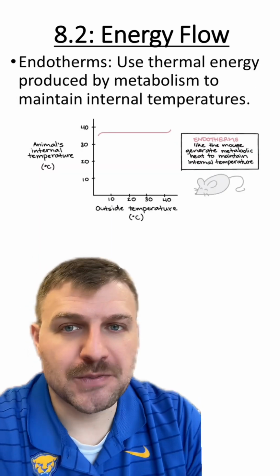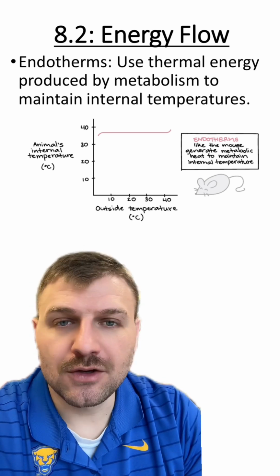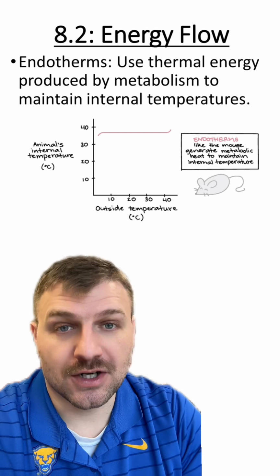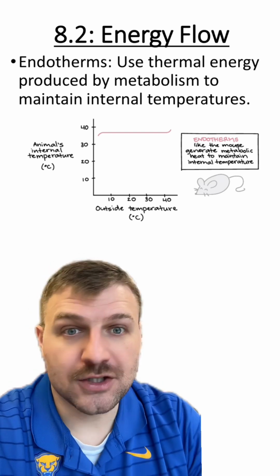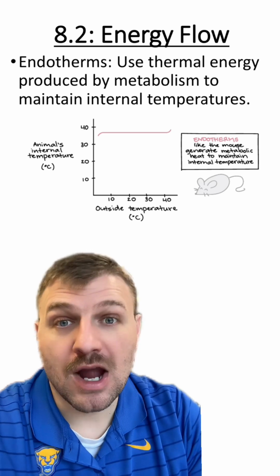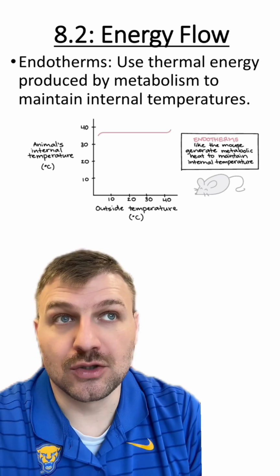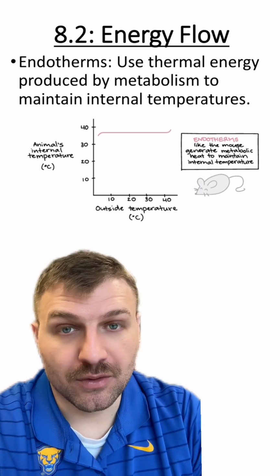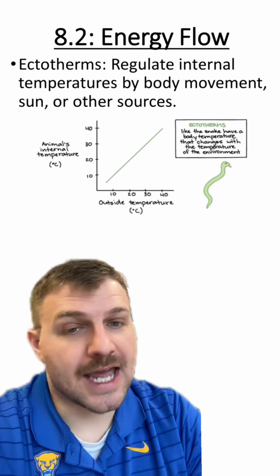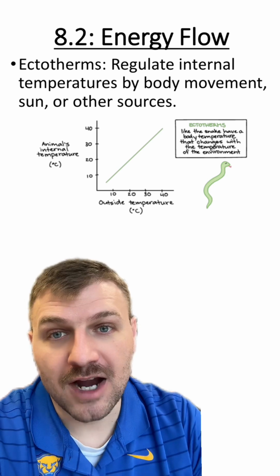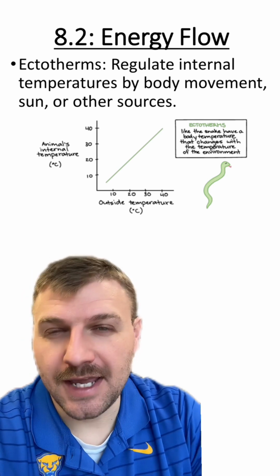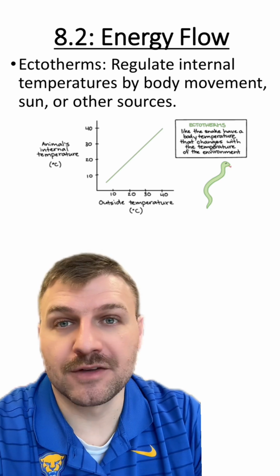Lastly, we're going to talk about the difference between endotherms and ectotherms. Endotherms use thermal energy produced by their metabolism to maintain their internal temperatures. We, as humans, are more endothermic because we're using the metabolic processes within our bodies to keep our temperatures at a certain level. Organisms that are ectotherms are going to regulate their internal environments not by their metabolism, but by the external environment or the sun. These are typically reptiles or snakes that have to use their environment for their warmth.